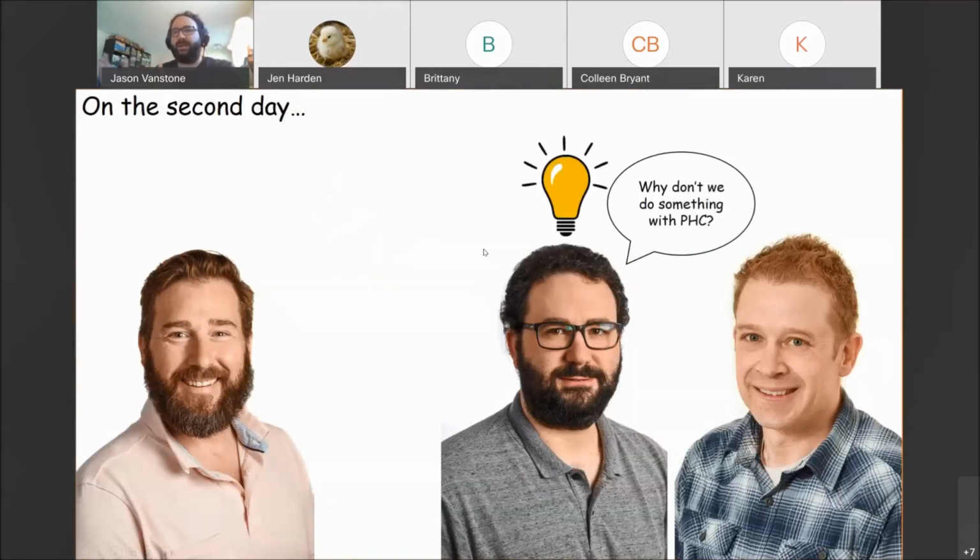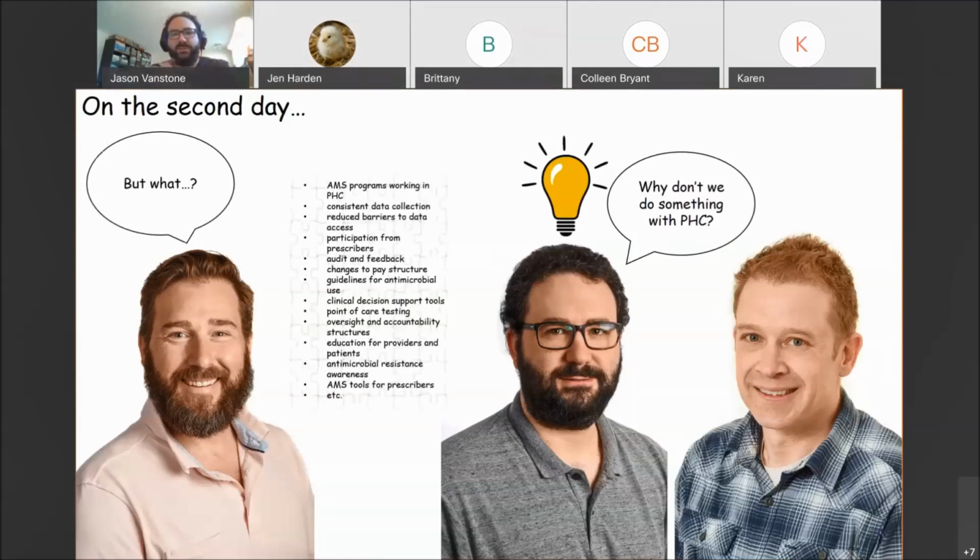what are we going to do? And so we came up with the idea, well, based on everything I talked about, maybe we should do something in primary healthcare. That sounds like a good place to do something. And so again, the question was, okay, well, then what? I mean, there's a number of different things we could do. So where do you even start?